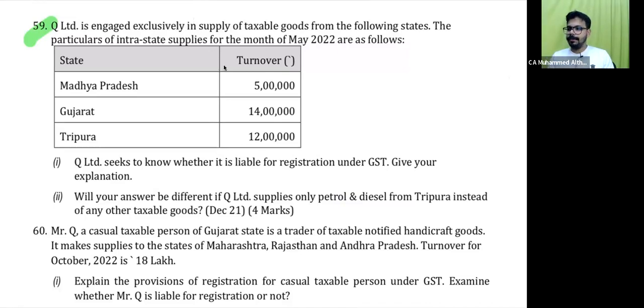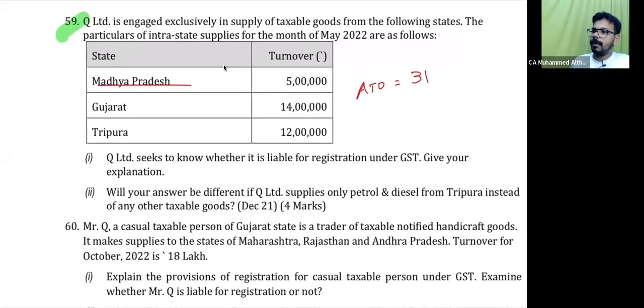Question number 59. So he has 3 branches in Madhya Pradesh, Gujarat, and Tripura. So first of all, you have to compute the aggregate turnover. How much is the aggregate turnover, everyone? 31 lakhs. So what is the limit of Madhya Pradesh?